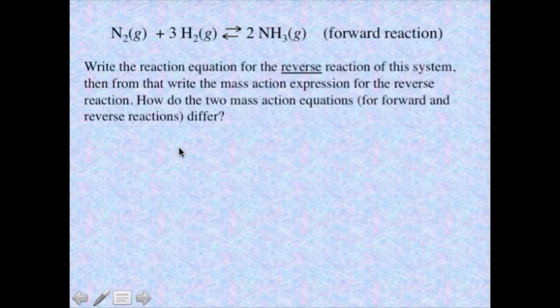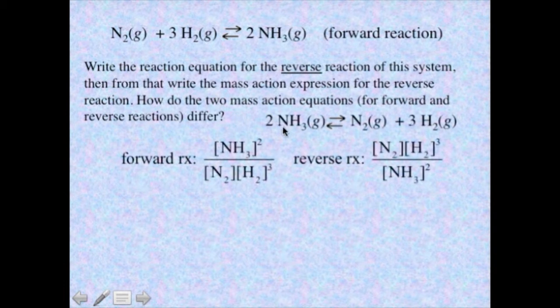Again, let's consider the reaction of nitrogen plus hydrogen yielding ammonia. Write the reaction equation for the reverse reaction for the system. Then from that, write the mass action expression for the reverse reaction. Now, how do the two mass action equations for forward and reverse reactions differ? Pause your playback, try it, and come back. We'll discuss it.